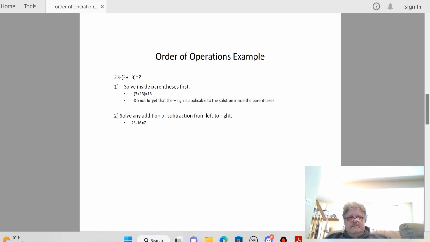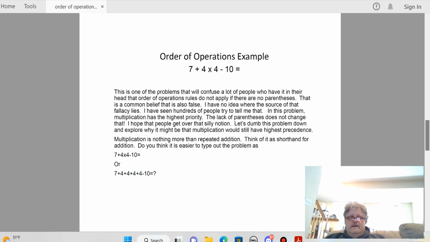23 minus 3 plus 13. So here we're going to solve what's inside the parentheses first. So 3 plus 13 equals 16. Don't forget now that the minus sign is applicable to the solution from inside the parentheses. So that leaves us with 23 minus 16 equals 7. Here's another example. I got another one here for you.